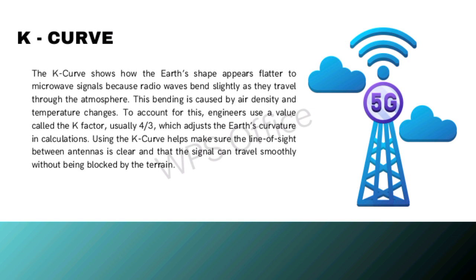The K-curve explains how radio waves slightly bend as they travel through the atmosphere. This bending effect happens due to air density and temperature changes, known as the K-factor, typically 4/3, to account for this bending. By adjusting for the K-curve, we ensure that the line of sight between antennas is accurate and that the signal won't be blocked by the terrain.